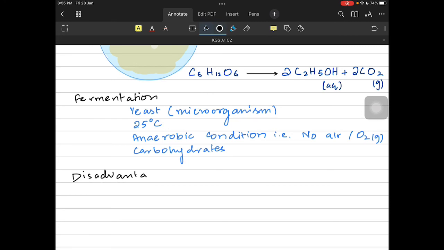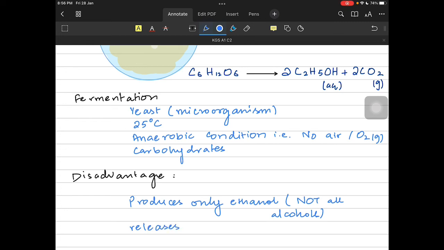What is the disadvantage of making ethanol through this process? The disadvantage is that obviously carbon dioxide is getting released. Number one, this is the problem over here, that it only produces ethanol. You do not get all the alcohols. You cannot make propanol, you cannot make butanol, you cannot make pentanol or anything. And the other problem is that it releases carbon dioxide gas, which is a greenhouse gas and is problematic for the environment.